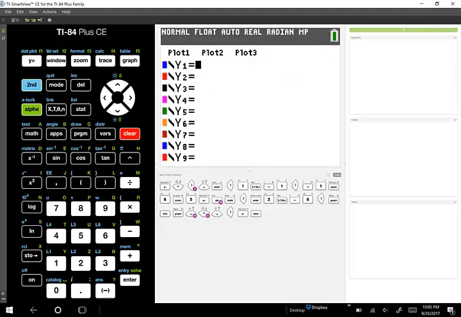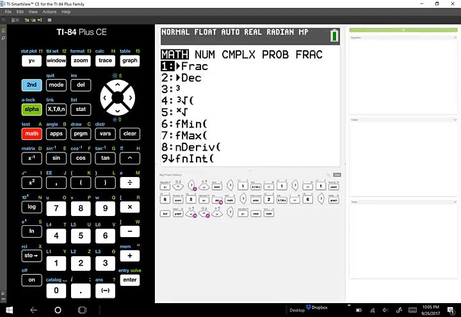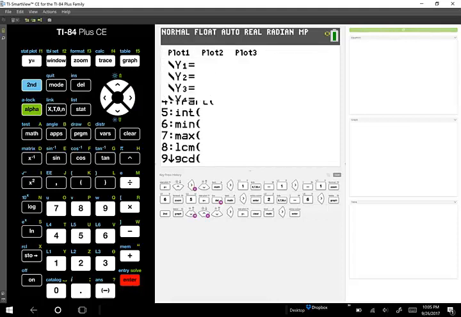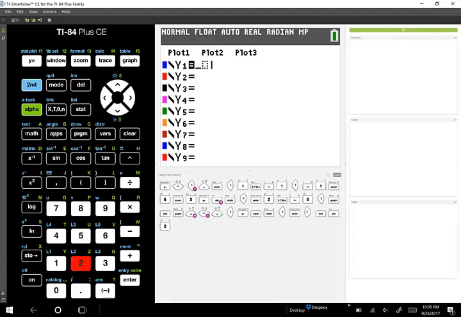Do you remember how to get absolute value? Hopefully by now you do. Math, over to number, enter, and we're going to plug in a 2, so I have to hit second insert, a 2, and then on the inside of my absolute value I'm going to put x minus 4.